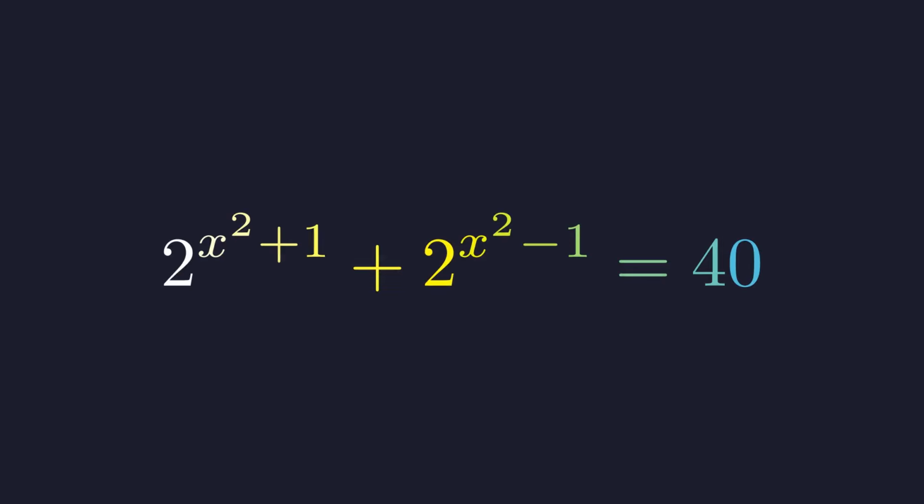Here's an exponential equation that might look scary at first glance. 2 to the x squared plus 1 plus 2 to the x squared minus 1 equals 40. But here's the thing about problems like this. They often have a hidden structure that makes them way simpler than they appear.